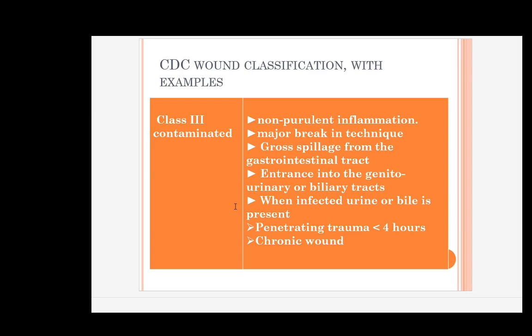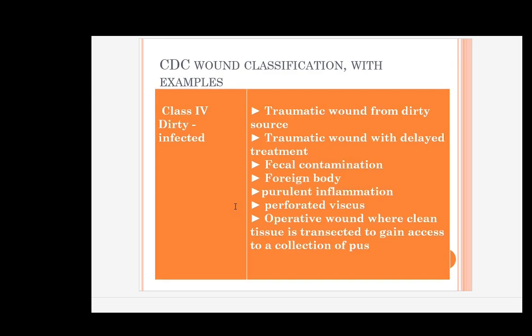Now, when we talk about this CDC classification of wound, most of this is in terms of the surgical operation that we do and the kind of field in which we operate and the type of contamination that may or may not happen. So based on that, we have clean, clean contaminated, contaminated, and the next category is the dirty or infected wound. Here, traumatic wound from a dirty source, already a dirty wound. Traumatic wound with delayed treatment. There's a wound which has not been treated for a long time and obviously it is infected. So that would again classify as dirty infected.